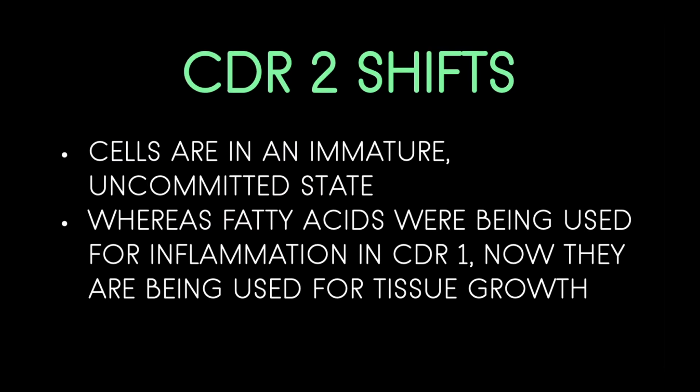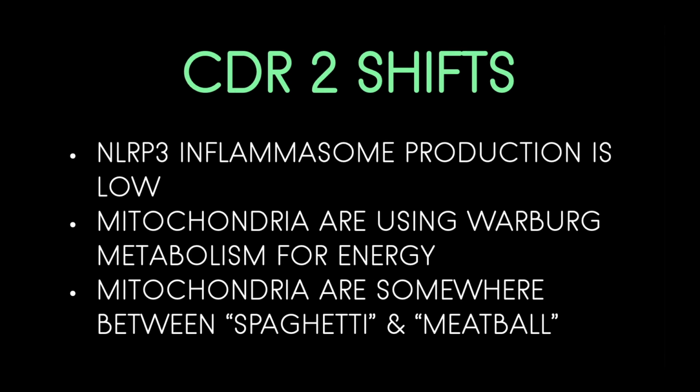So cells are in an immature, uncommitted state. And whereas fatty acids were being used for inflammation in the first step of the cell danger response, now they are being used for tissue growth. The NLRP3 inflammasome, which we talked about in CDR1, the production is actually low. Now that's interesting because that's really associated with the first stage of the immune response.